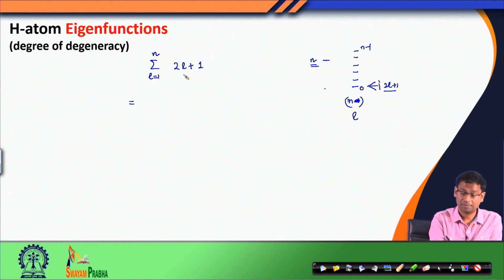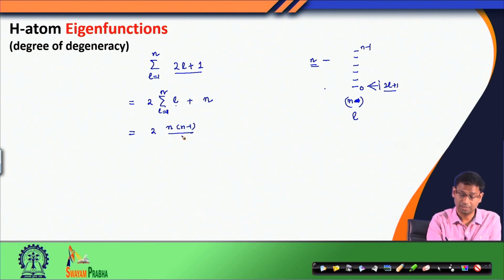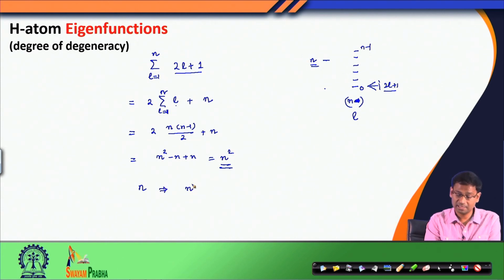If I do this, I have now two terms over here. The first term is the sum over L equals 1 to n, plus, when I look at the second term, this is plus 1. How many times? It is n times plus 1. And when I do this sum, L goes from 1 to n, we know that this value is n into n minus 1 divided by 2, and plus. So, I get n square minus n plus n, this is n square. So, this tells me that for a given value of n, I have n square number of eigen functions.